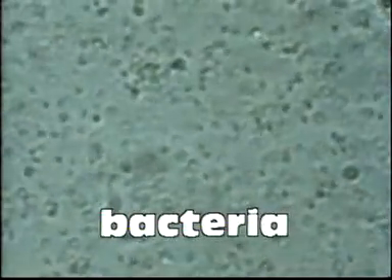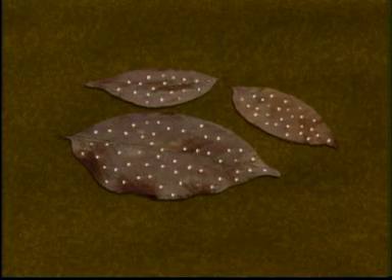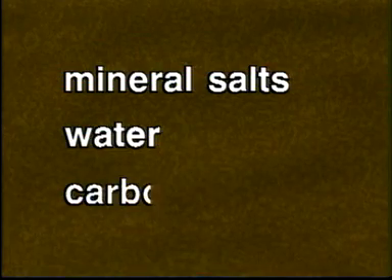Bacteria are very tiny organisms. They are so tiny that you can't see them with the naked eye. You can see them only under a microscope. This is what some of them look like. When the bacteria feed on the dead leaves, they break them down into simple substances. Some of these simple substances are mineral salts, water, and carbon dioxide.